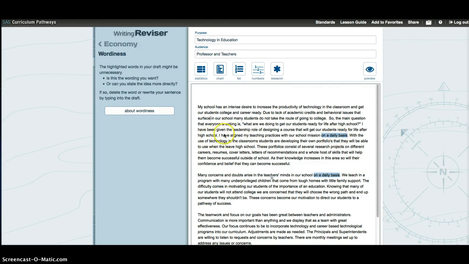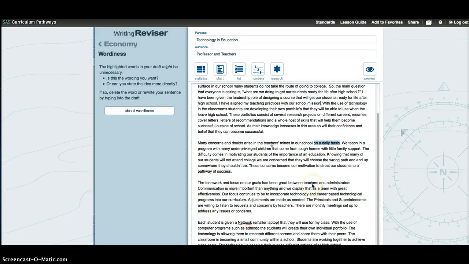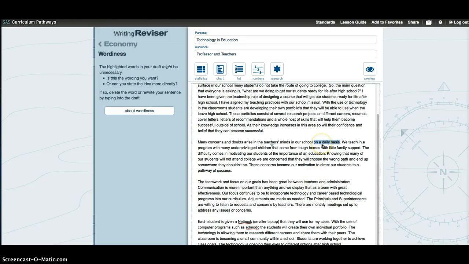Let's do one more. I have aligned my teaching practices with our school mission on a daily basis. Okay, if we get rid of that little phrase there, that does still sound a little bit like a run-on sentence. I have aligned my teaching practices with our school mission. Okay, so I can go down through here. As you can see here, I use on a daily basis over here again. So these might be things that I want to take out in the essay.